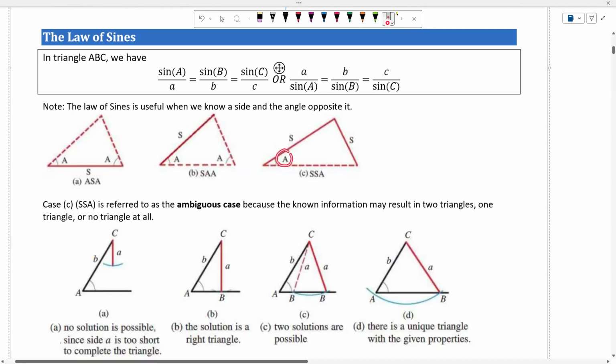How about SSA? Same thing. We will be able to use this pair to help us set up the law of sines, and then use this side to help us find this angle. Once we have this angle, we will be able to find this angle. Then we use this angle to help us find this side.